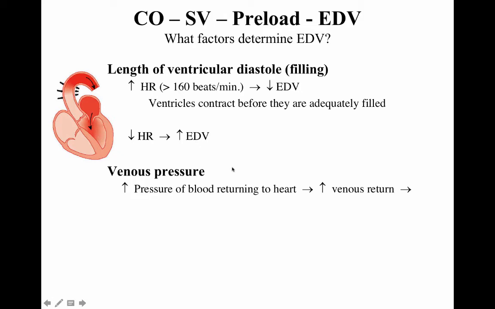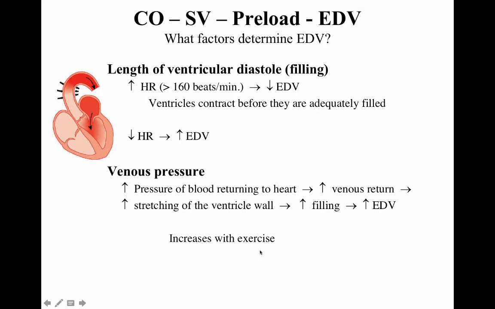In venous pressure, we see an increased pressure of blood returning to the heart, which increases venous return and stretching of the ventricle wall, which increases the filling, which also increases the end diastolic volume. We'll see this increase in exercise.